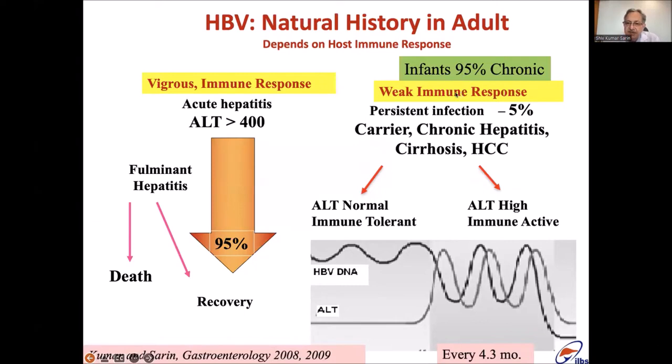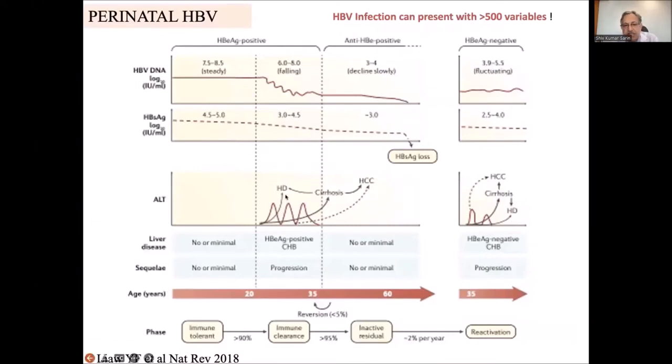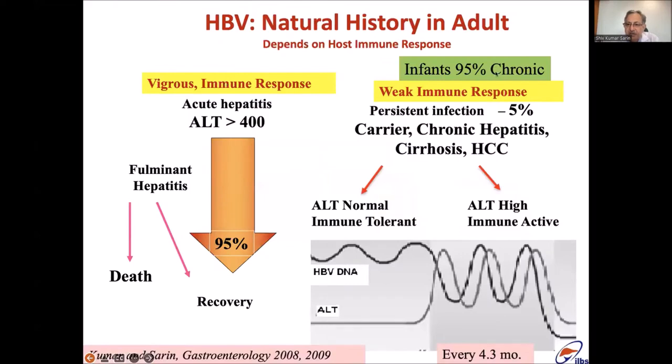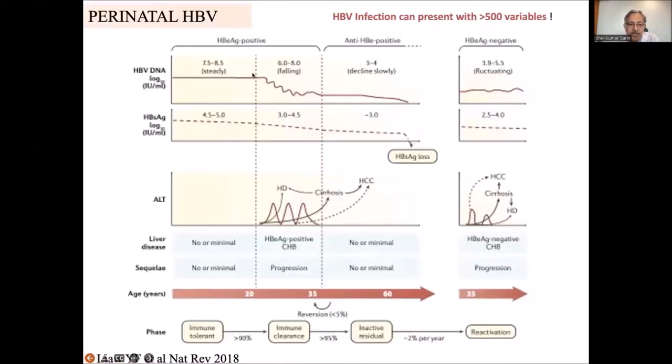When the transmission is from mother to baby, it is generally chronic. In adults, 95% is acute, 5% is chronic. So this diagram I showed you last time also. When you get mother to baby transmission, DNA is high. Why? It is chronic. So high DNA, high surface antigen, but ALT is normal. ALT levels are normal. This is the immune tolerant phase, and this generally occurs up to 15 to 20 years or so.